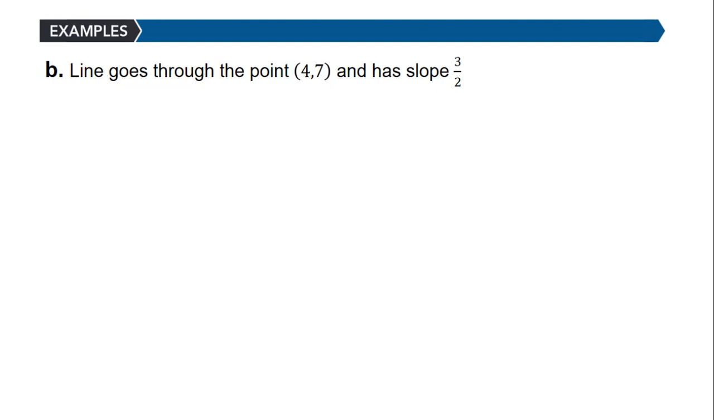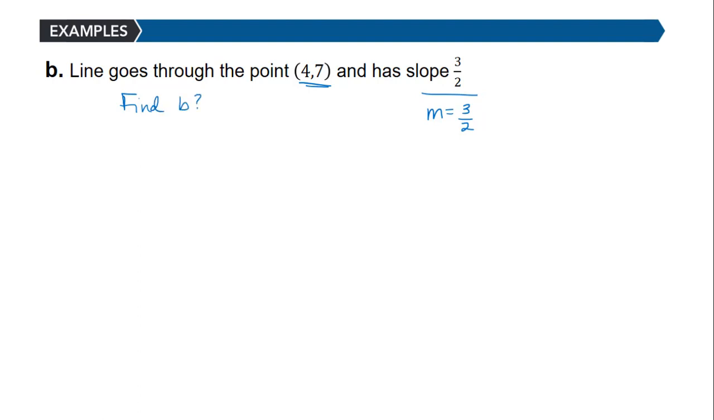Part B is the line goes through the point (4, 7) and has slope 3/2. Well, this one's a little bit different, right? I don't know the y-intercept. I know some other point (4, 7), but I do know the slope is 3/2, which tells me m is 3/2. So I need to figure out what is b. How do I find b?